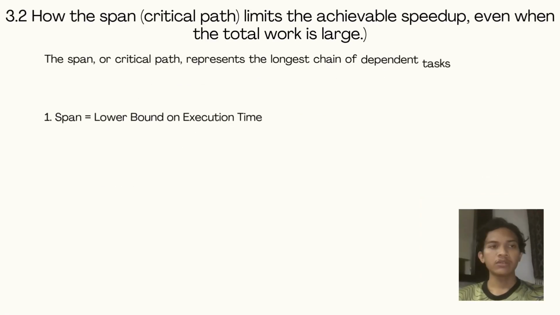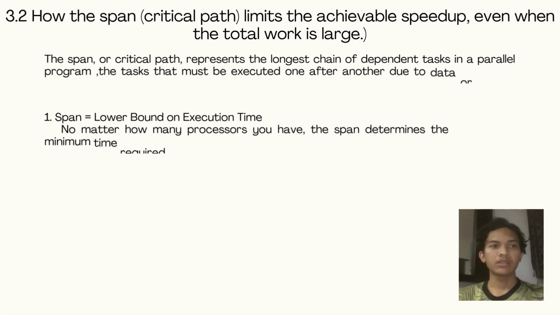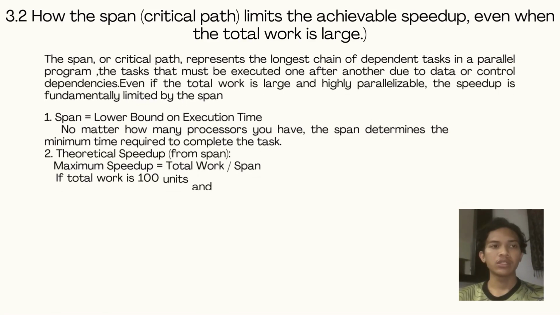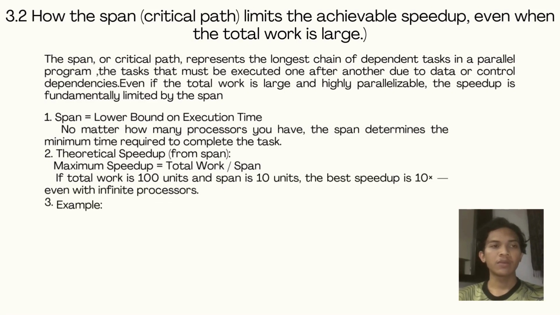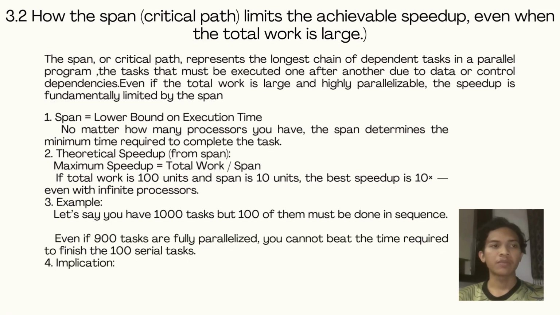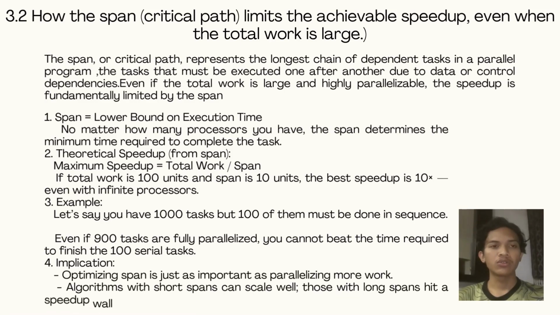How the span, or critical path, limits the achievable speedup even when the total work is large. The span, or critical path, represents the longest chain of dependent tasks in a parallel program: the tasks that must be executed one after another due to data or control dependencies. Even if the total work is large and highly parallelizable, the speedup is fundamentally limited by the span.